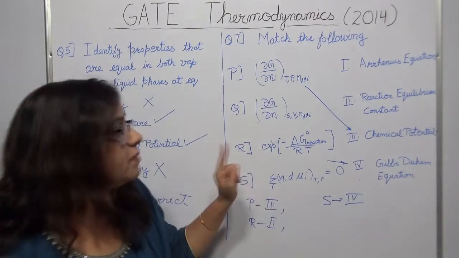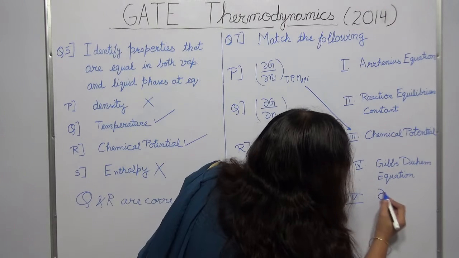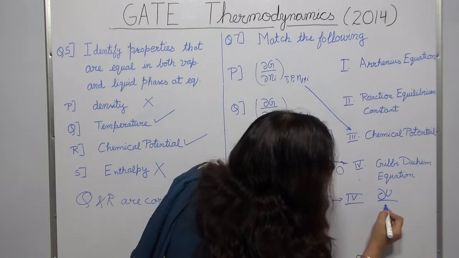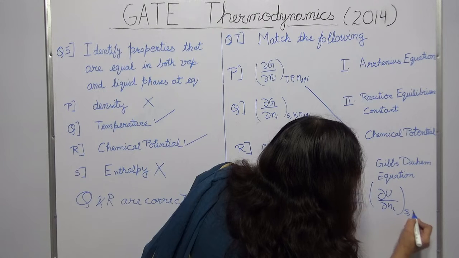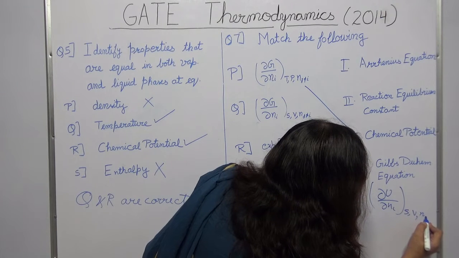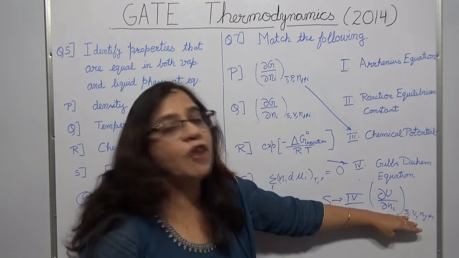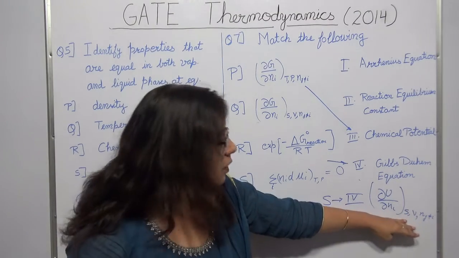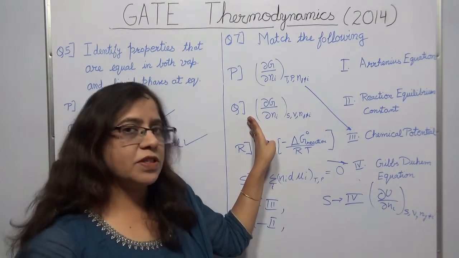Keep in mind, if they had written something like del U by del Ni at constant S, V and Nj, where j is not equal to i, then this would have been equal to your chemical potential. Over here this does not make any sense. So keep this in mind.